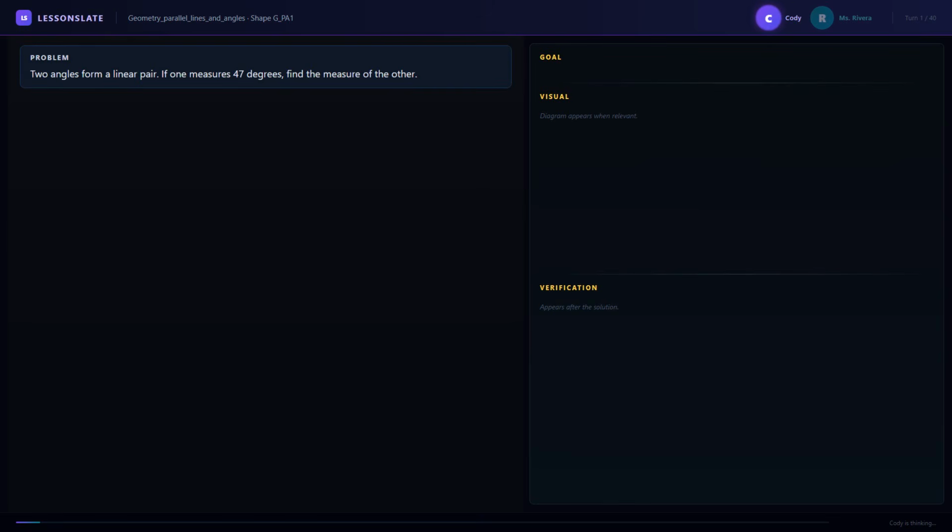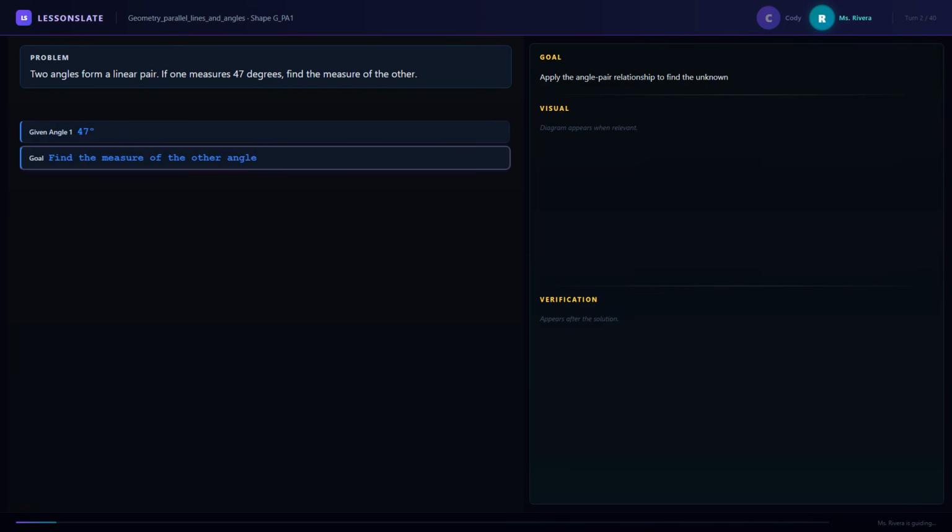Hey, Ms. Rivera, I'm trying to make sense of this geometry problem. It says two angles form a linear pair. If one measures 47 degrees, find the measure of the other. I just want to confirm, does linear pair mean they add up to 90 degrees or something else?